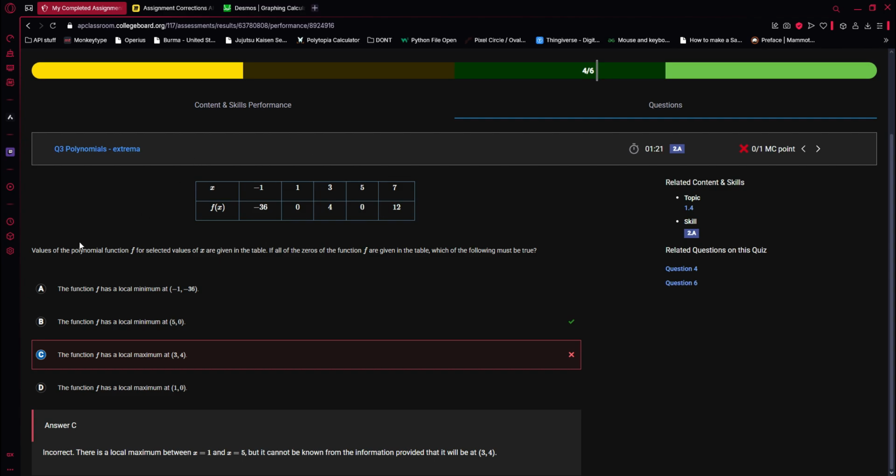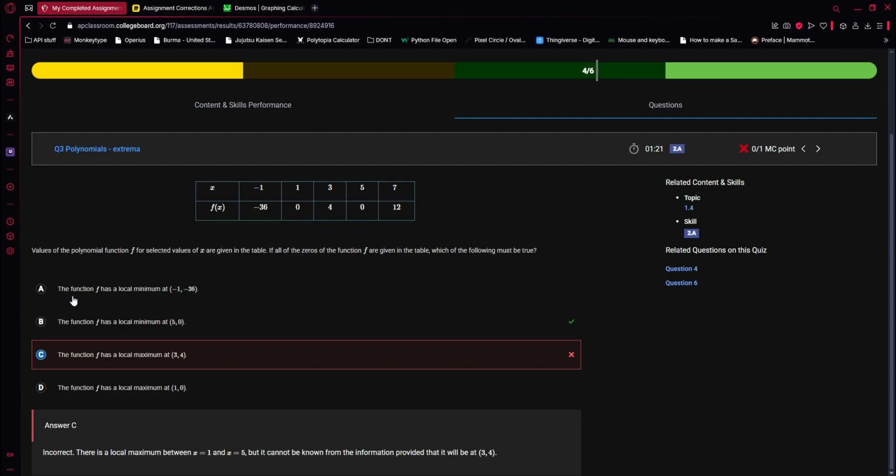So we're going to read the question here. Values of the polynomial function f for selected values of x are given on the table. Okay. So we're given a few values from a function, and we don't know the graph. We don't know the exact equation for it. That's fine. If all the zeros of the function f are given on the table, which of the following must be true? Now notice this. If all of the zeros of the function f are given on the table, this will be important.